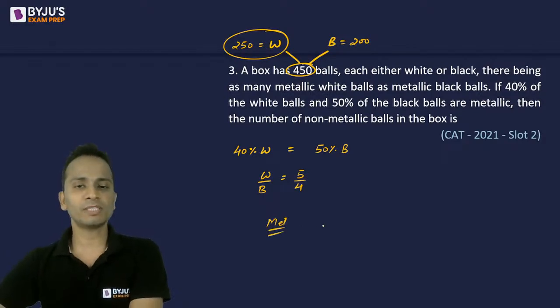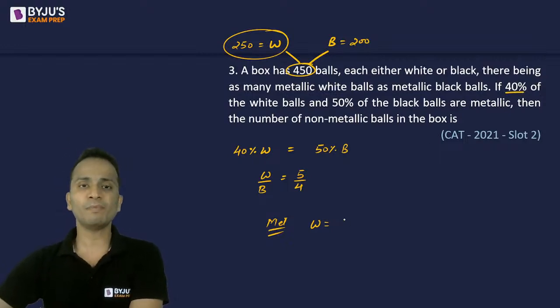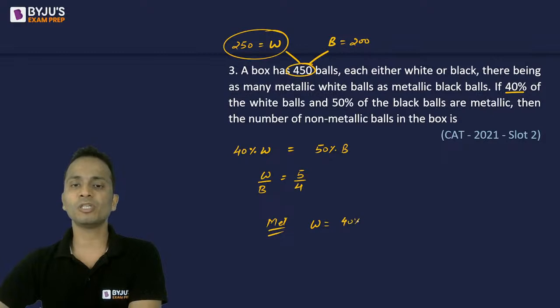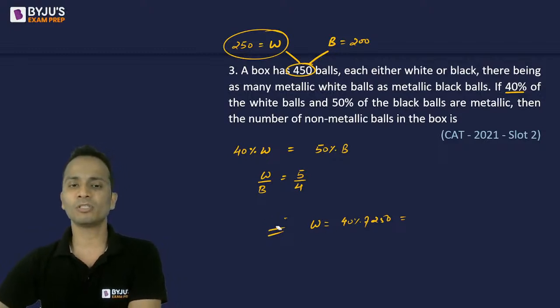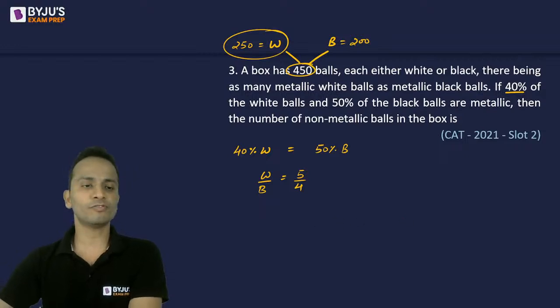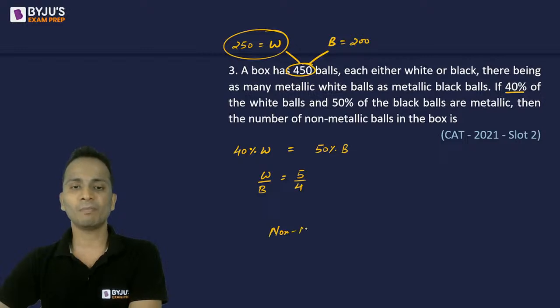So metallic को अगर हम segregate करते हैं, so the percentage of white metallic balls is already given as 40%. So 40% of white balls are metallic. So 40 percentage of 250, that is equal to, or directly non-metallic find out कर लेते हैं. So why are we finding metallic balls? Since we know the percentage of metallic balls, I can also write the percentage of non-metallic balls.